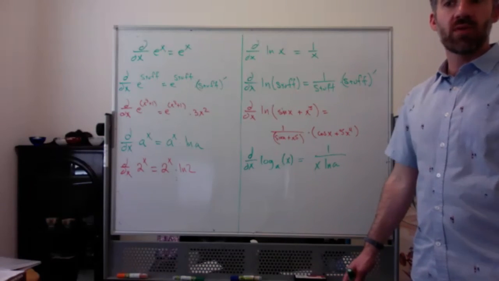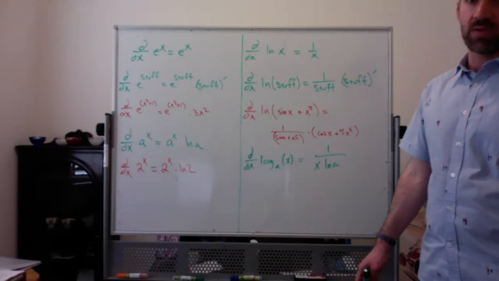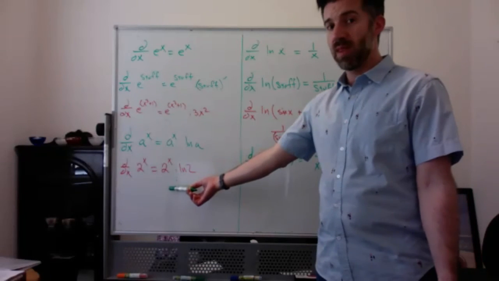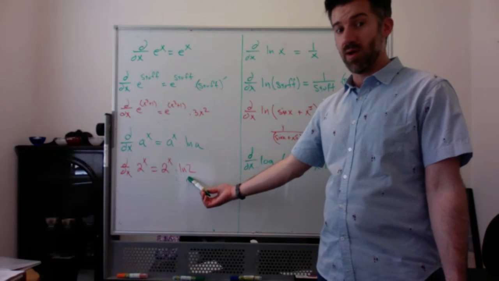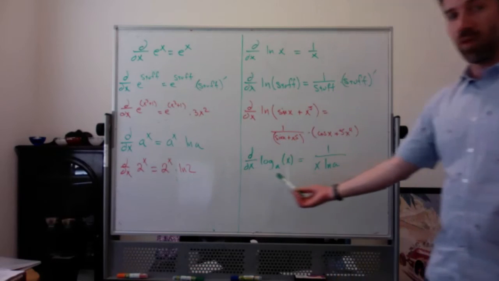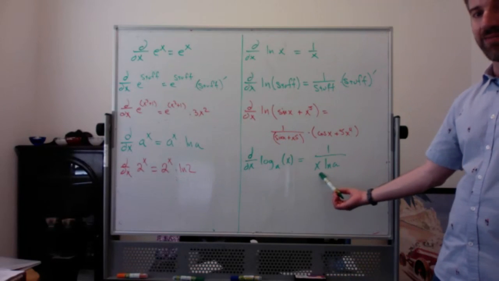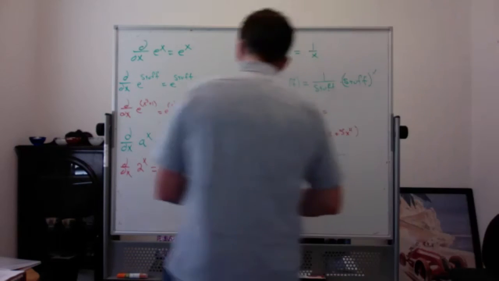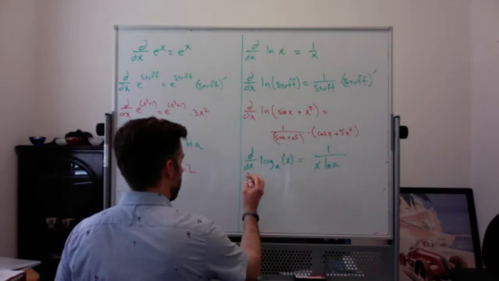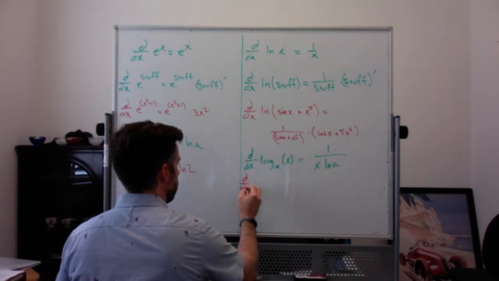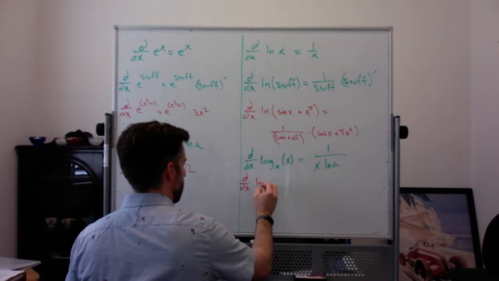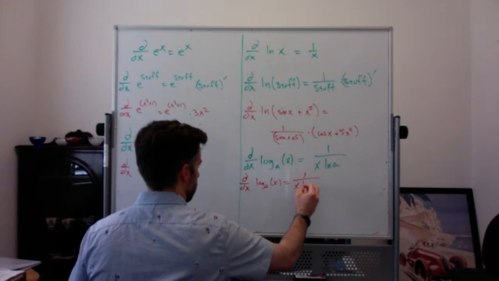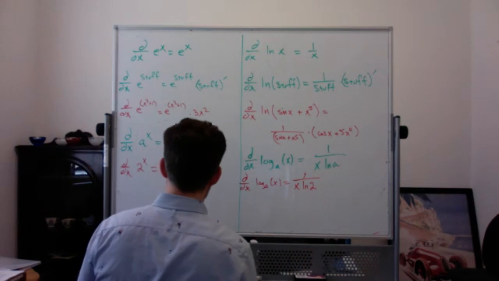One thing I've noticed that's true for exponentials and logs of different bases: for exponentials of a different base, you always multiply by the natural log of that base. For logarithms of a different base, you always divide by the natural log of that base. Always true. An example would be the derivative of log base 2 of x. It would be 1 over x natural log of 2.